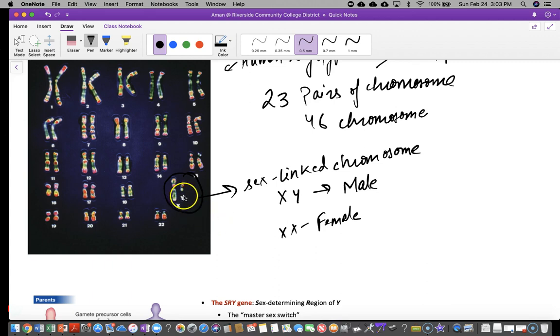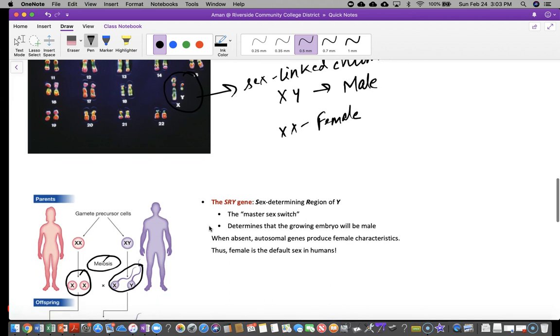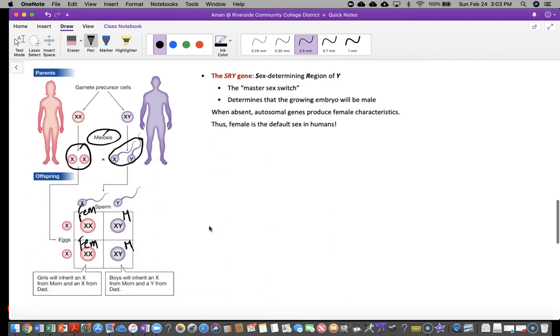Okay, so coming back to our sex-linked chromosomes, there's X, and Y is very small, and you can see that. Now, what is special with Y? The Y chromosome has this gene, and you should be aware of this name. There's this gene called SRY, which stands for sex-determining region of Y. So in the Y chromosome there's a gene called SRY, which is like the master sex switch.